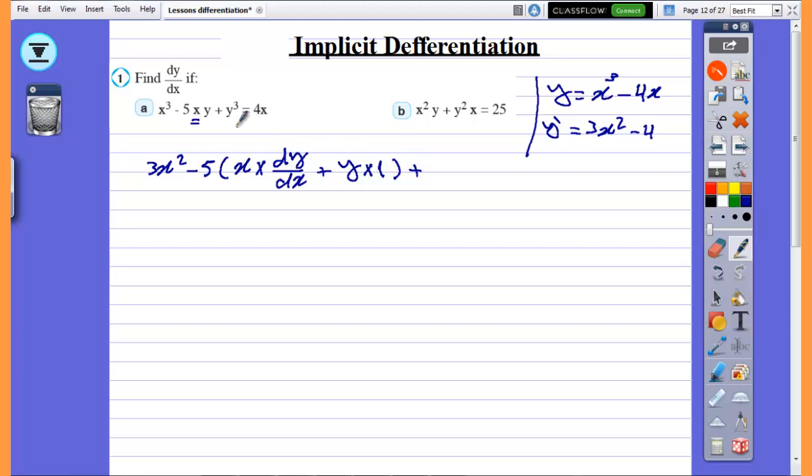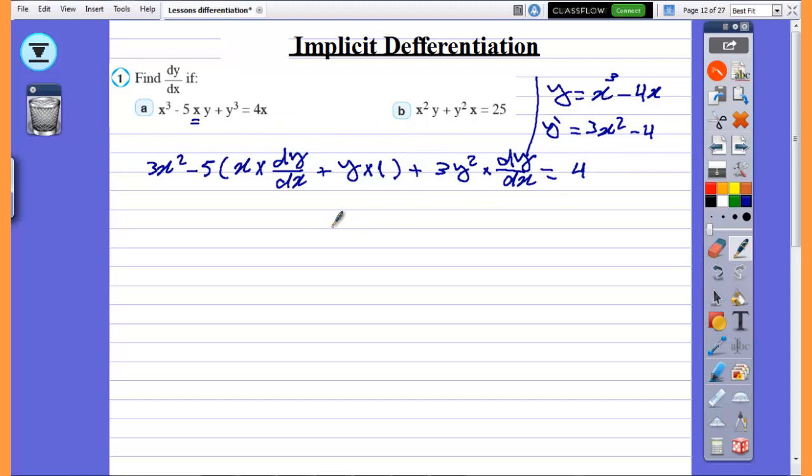Plus the derivative of y power 3 with respect to x is 3y square. And don't stop here, because the derivative is with respect to x, so we have to multiply by dy dx, equals the derivative of 4x, which is 4.